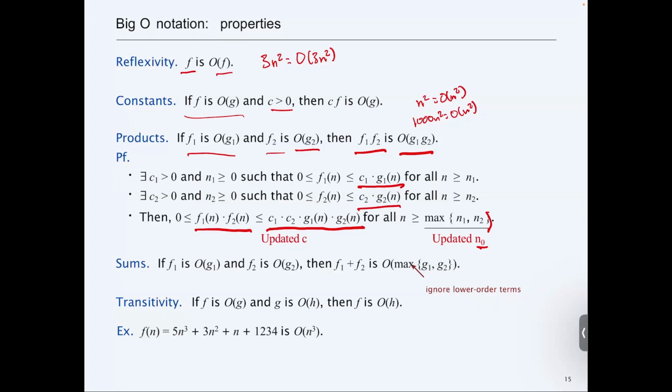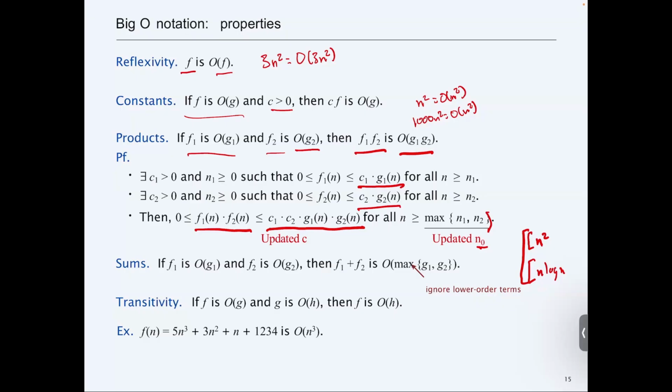So let's talk about sums. This is another property that we're going to use often. Suppose that you have an algorithm, and you have one chunk of code that takes n squared time. And then afterward, you have another chunk that's going to take n log n time. So you have two chunks of code that are separate from each other, where one of them runs in n squared, the other one runs in n log n. The total runtime is going to be n squared plus n log n.